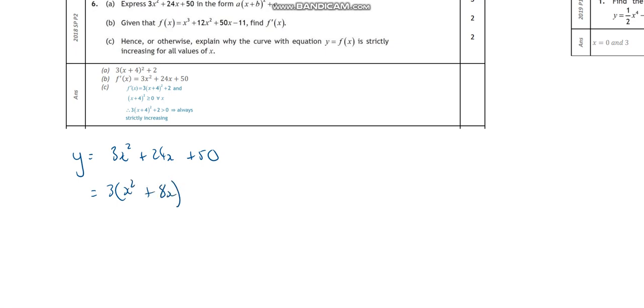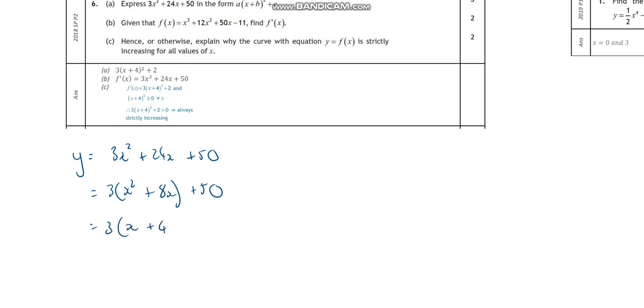Okay, so let's start. Express in the form a(x+b)^2+c. This is tying in with your completing the square. I've got 3x squared plus 24x plus 50. I want you to write that in completed square form. So I'll take out my common factor of 3: x squared plus 8x, 16, 24, plus 50. Very good. And then I need to half my middle term, so 3 stays the same.